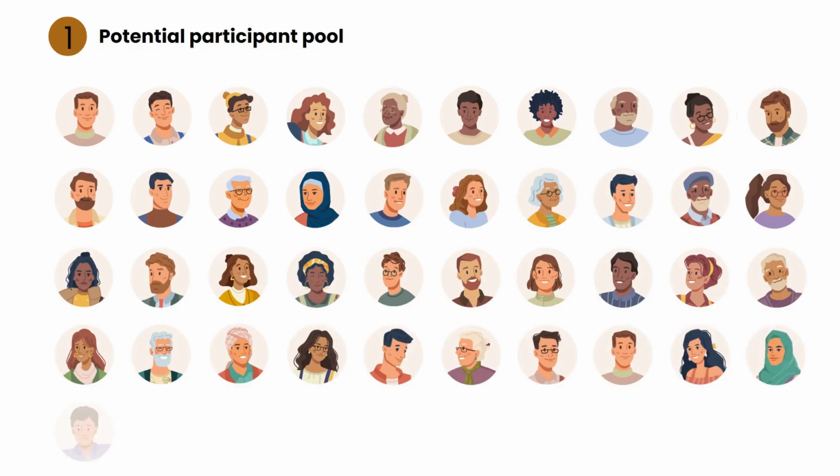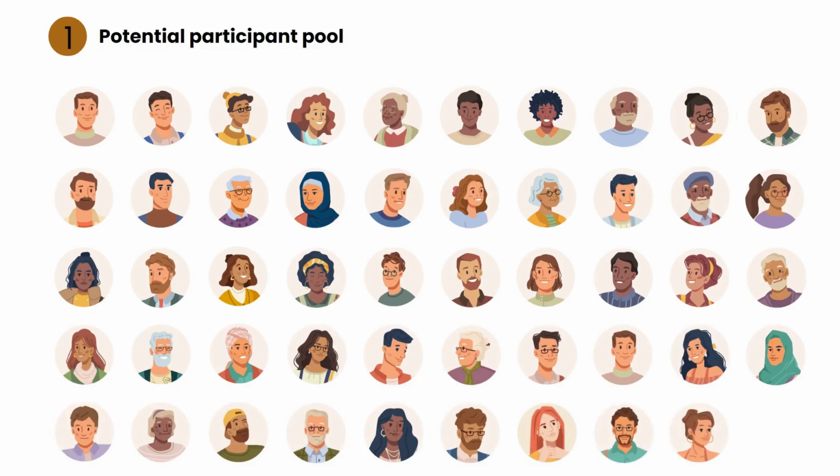The size of the potential participant pool can vary greatly depending on the study's requirements. For some studies, especially those focusing on rare conditions, the pool may be quite small. Ideally, the pool should be diverse and representative of the population that the study aims to benefit. This helps ensure that the results are generalizable.